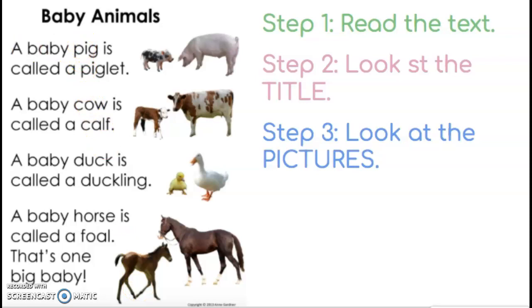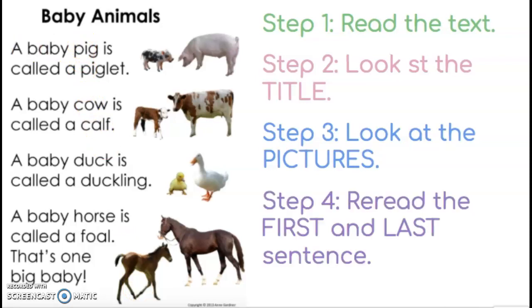I think I know. In step 4, reread the first and last sentence, okay? First sentence is right here. A baby pig is called a piglet. Okay, my first sentence was talking about a baby pig. Let me read the last sentence. That's one big baby. I want to talk about a repetition of words. So I heard the word baby in both of those sentences, the first sentence and the last sentence. Now, I know that I'm not talking about a baby like Miss Gaines' baby. I'm talking about baby animals.